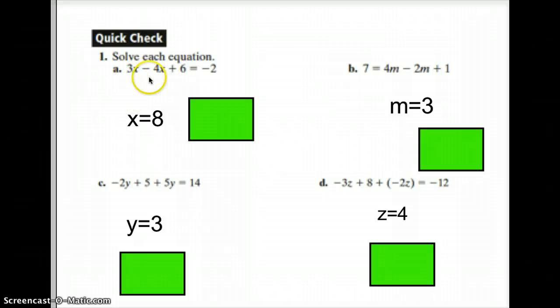Okay, here, notice when we combine these, we're going to get actually a negative 1x on the left side. So you have to be very careful there with your signs. Negative 2y and 5y gives you a 3y, and then work from there. And again, we're working with a negative 3z and a negative 2z, which we're going to have a negative 5z on this left side. The nice thing is we have a negative on the right as well, so that cancels out.